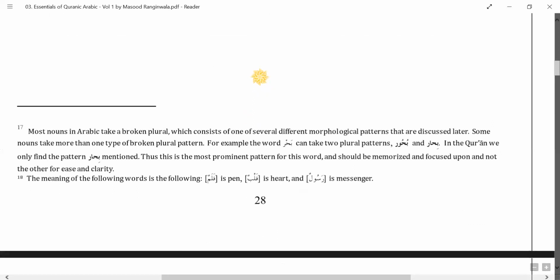Like bahrun can take two plurals, buhurun and biharun. So some nouns can take more than one plural pattern. But in the Quran, you only find this word bihar. So when you learn, you will not learn buhur, you will learn bihar, because that is what is there in the Quran.